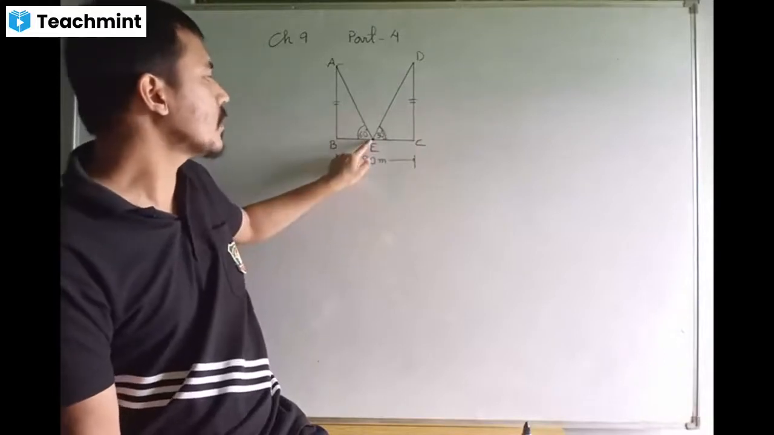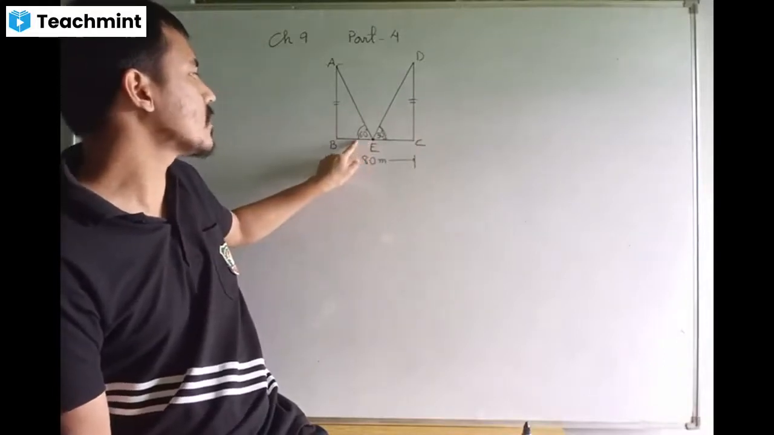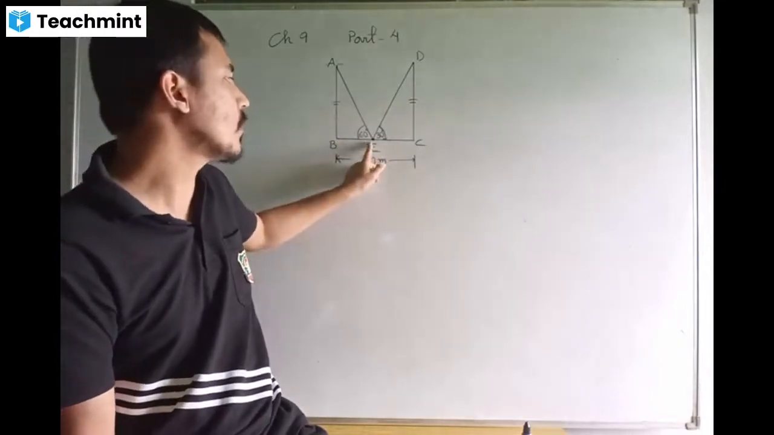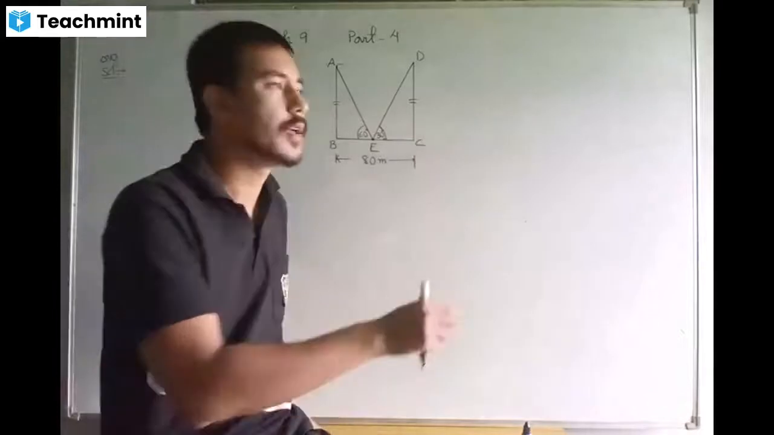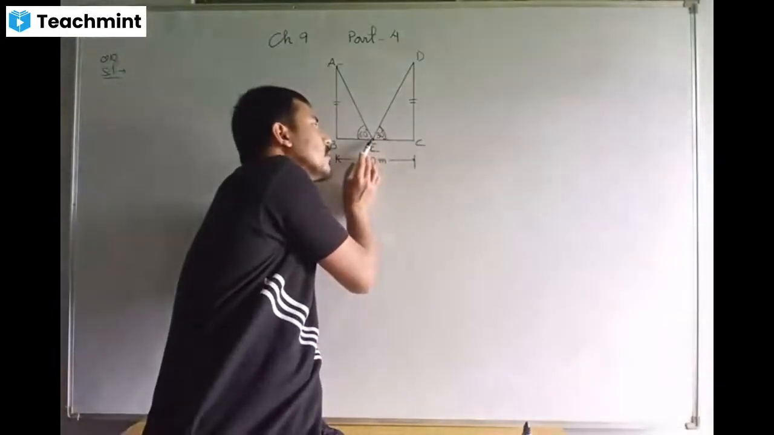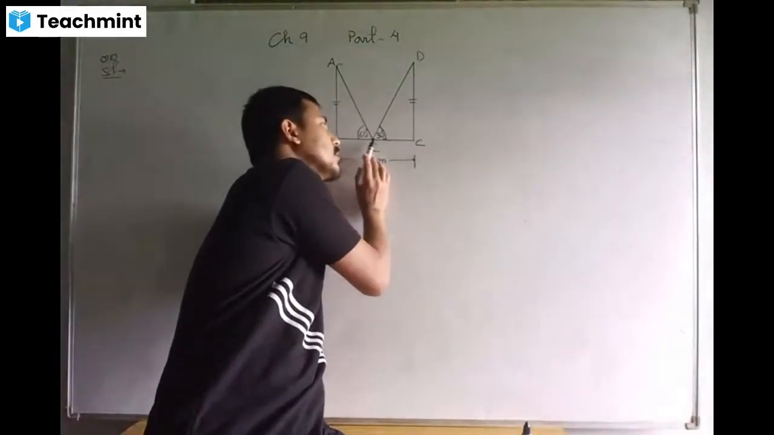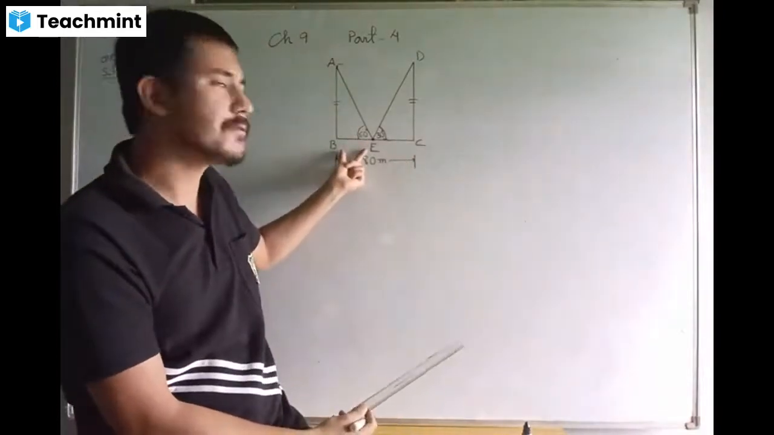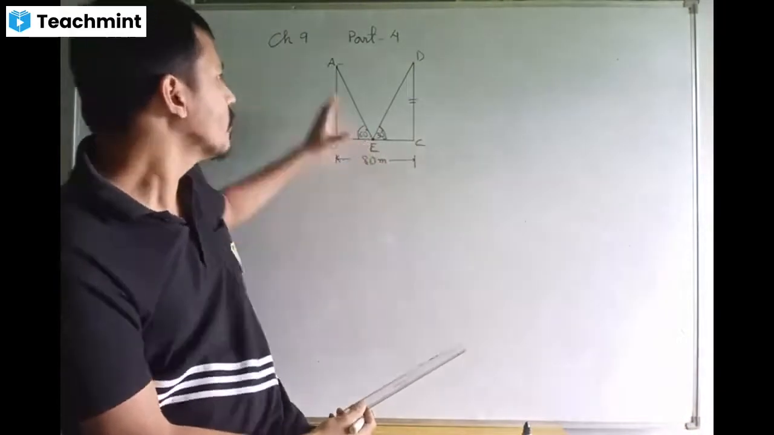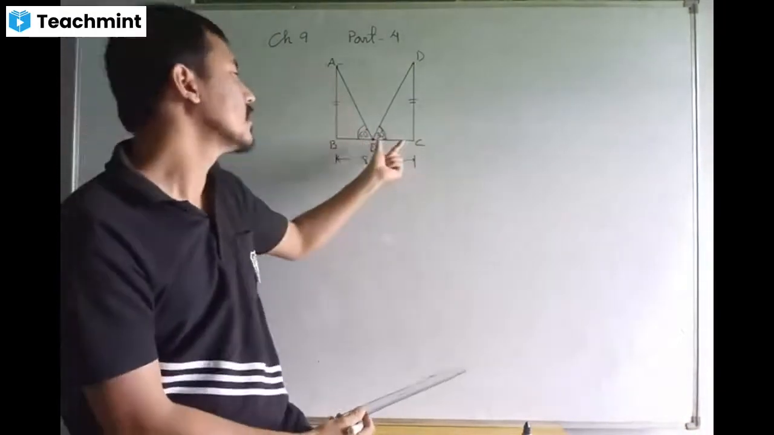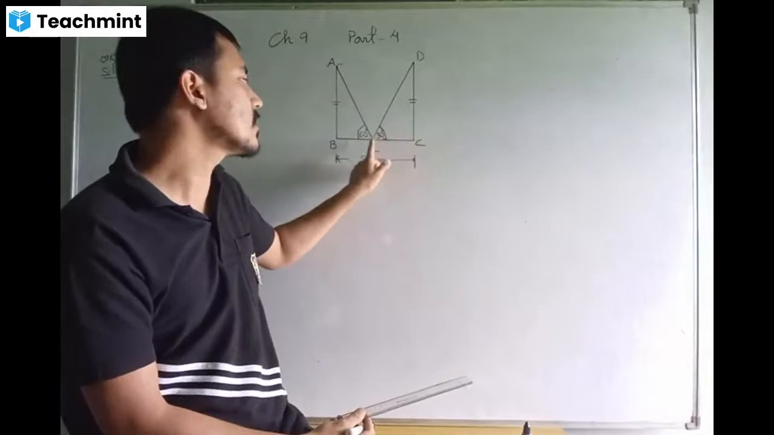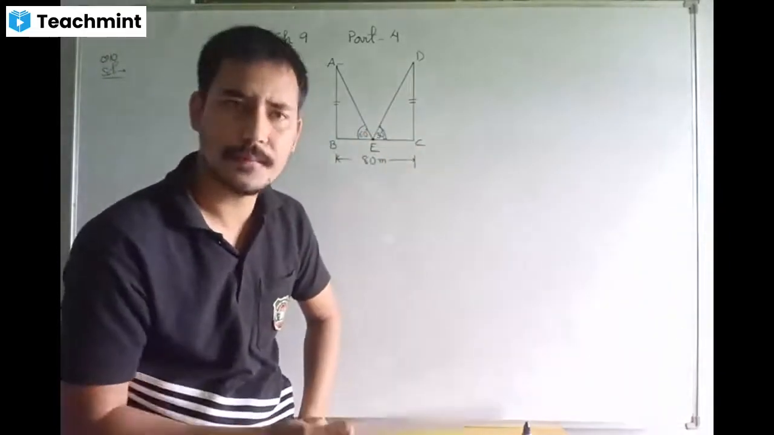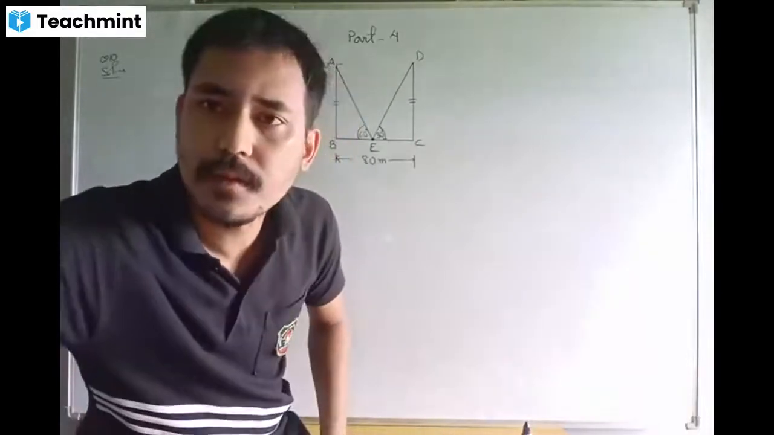So from this point E, you have to find out the distance of the first pole. And also you want to find out the distance of this point E from the second pole. You need to find out the distance of this point from the first pole as well as from the second pole. That means BE gives you the distance of point E from this pole. CE gives you the distance of this point E from the second pole. Are you clear about that?